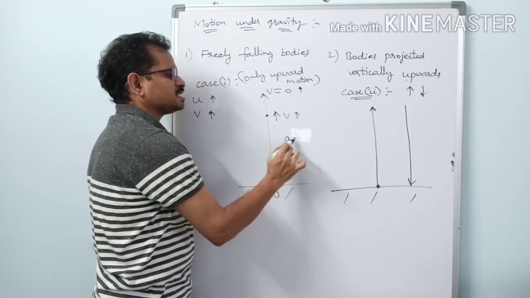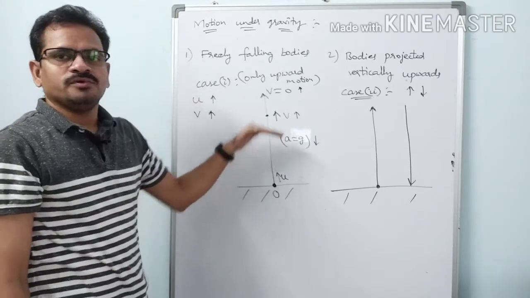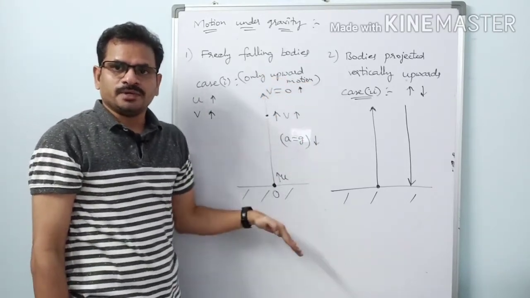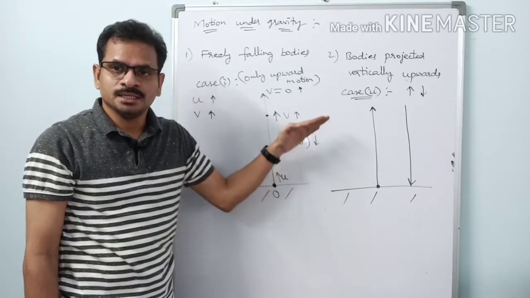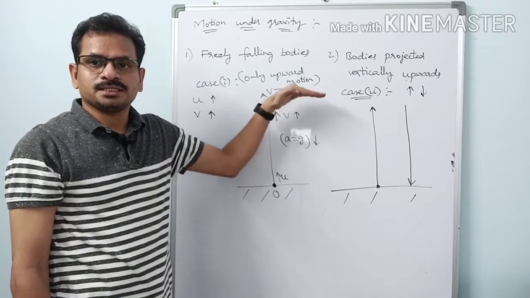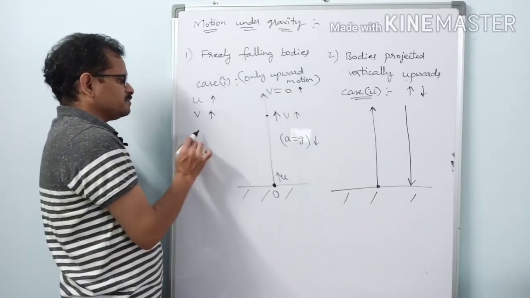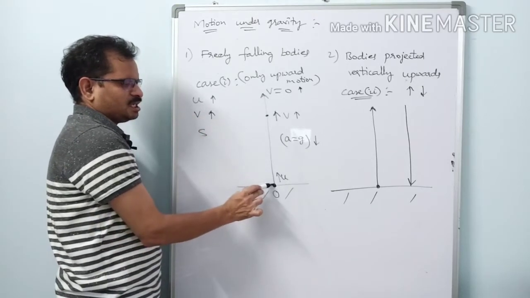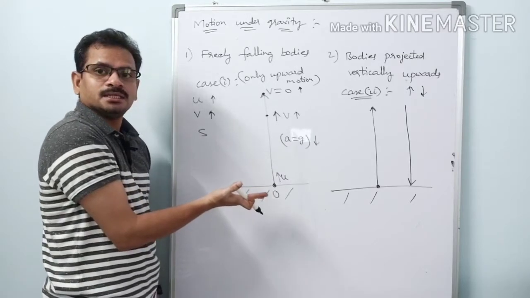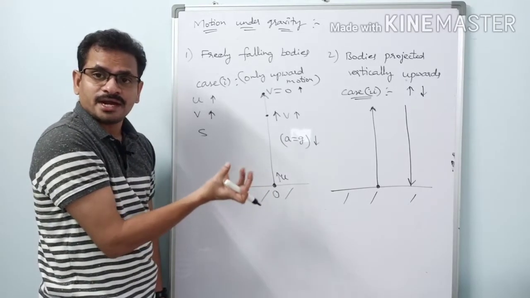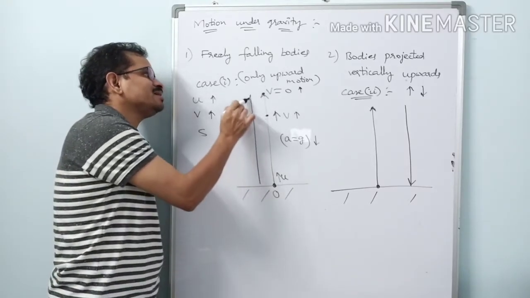What about acceleration, a equal to g? It is downwards. Whether the body is moving in the upward direction or the downward direction, acceleration due to gravity is always in the downward direction only, always a downward arrow. Why? Because the gravitational force is acting in the downward direction. So what about displacement here? See, this is the initial point and this is the final point. From the definition, displacement is the straight line drawn from the initial point to the final point. So this is the displacement vector.